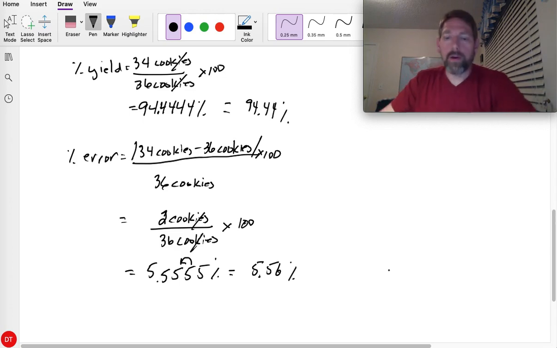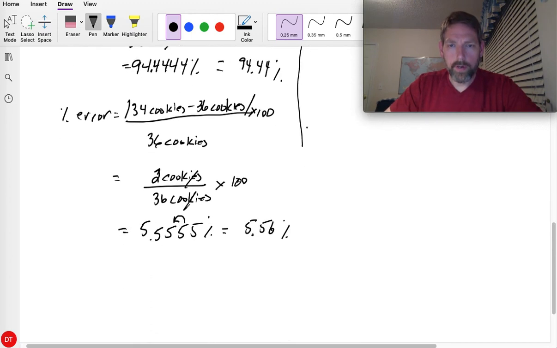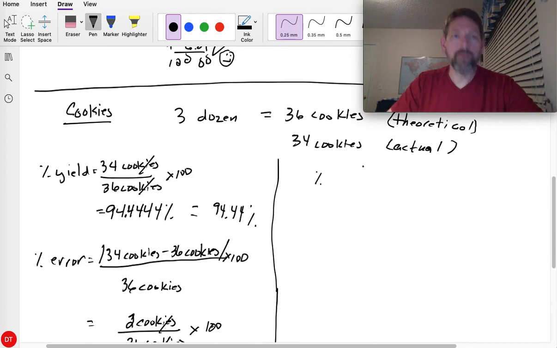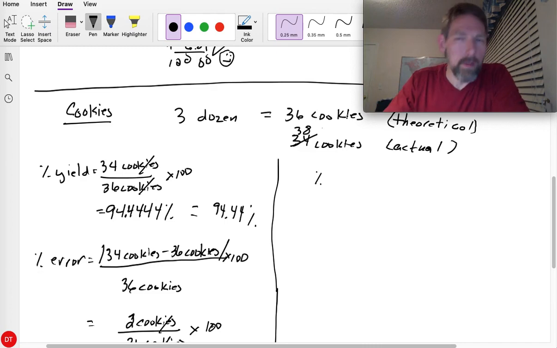So now here's something I would like you to really grasp and understand. Let's say the next time you do this, so all right, here's scenario 2. I'm going to split this over. The next time you do this, you make 38 cookies. So now your actual, it's not 34, it's 38. Now you're going, wow, this is a win-win. I got 2 more cookies than I'm supposed to have and 4 more than last time. This is a win-win situation. But if you think about it, you still have error because you're only supposed to make 36.